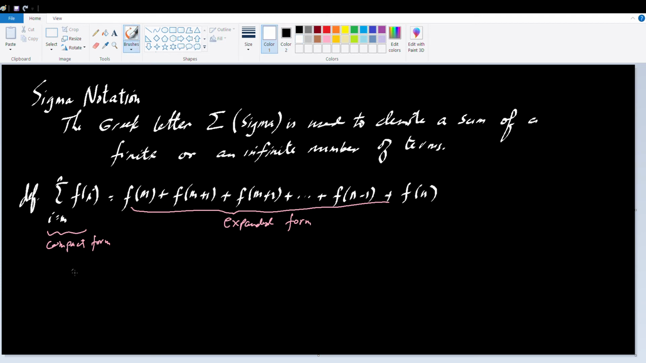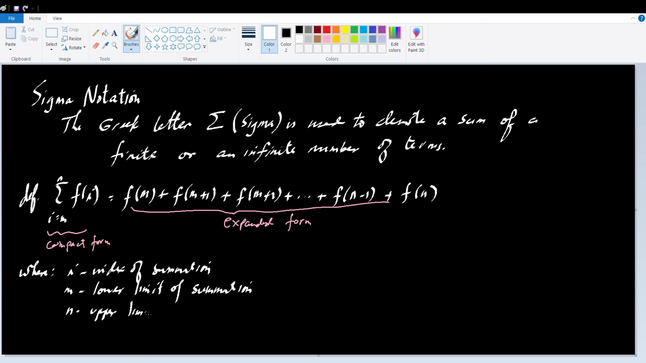Alright, i is the index of summation. m is the lower limit of summation, and n is the upper limit. What we do is we simply substitute the integers m, m plus 1, up to n, to the index i. i is sometimes referred to as the running i because it runs from m to n.